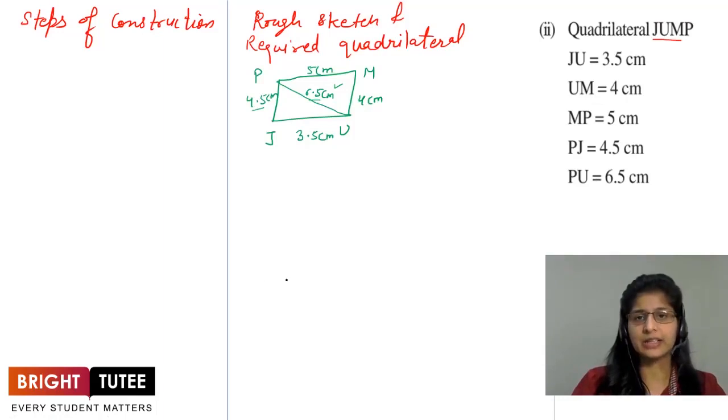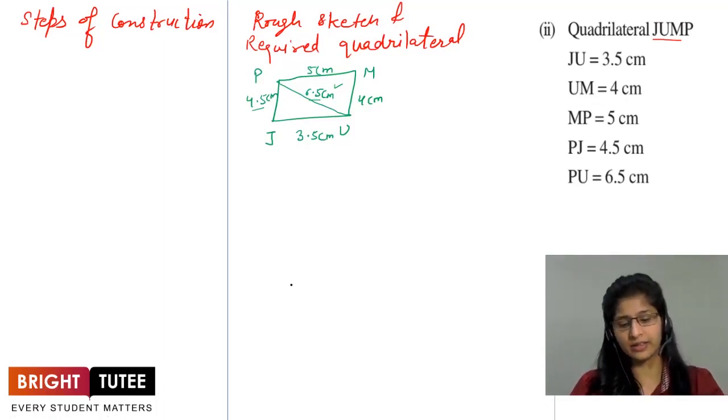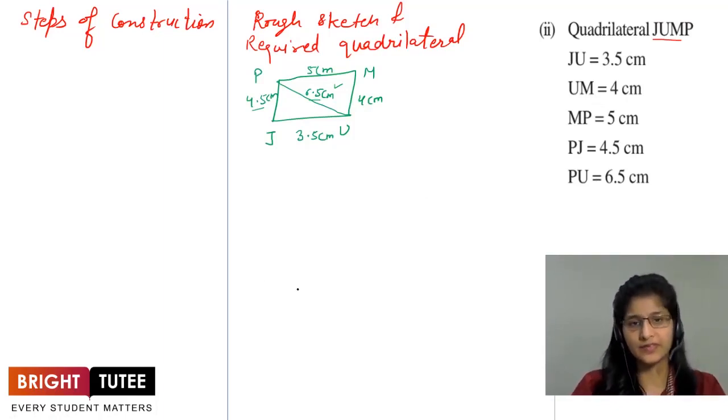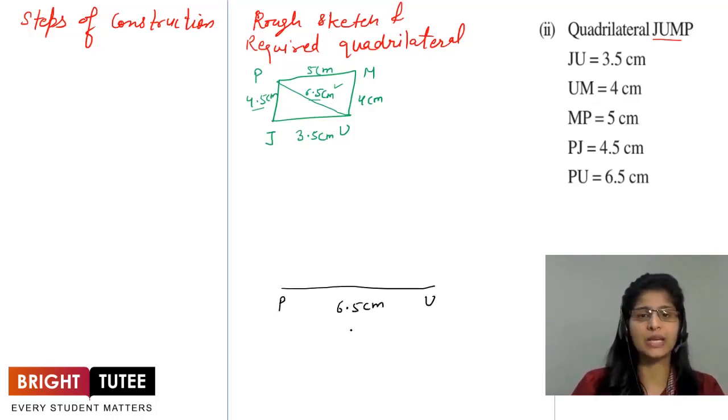So let us take a scale, and with the help of the scale, draw a line segment PU that is 6.5 centimeter. So from here we will take PU, and it is to be 6.5 centimeter. You have to draw it properly in your notebooks. I'm just giving you an idea of how to draw it.